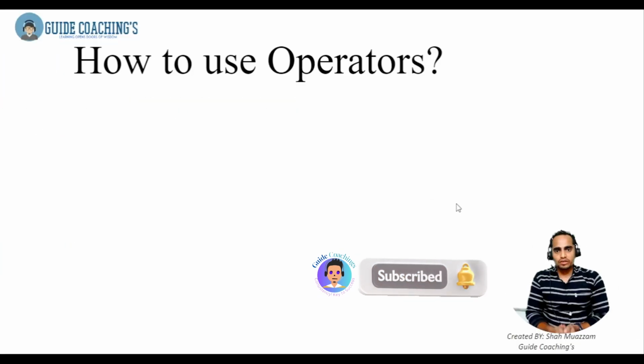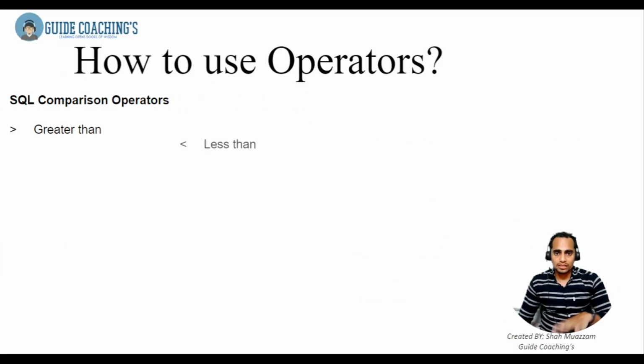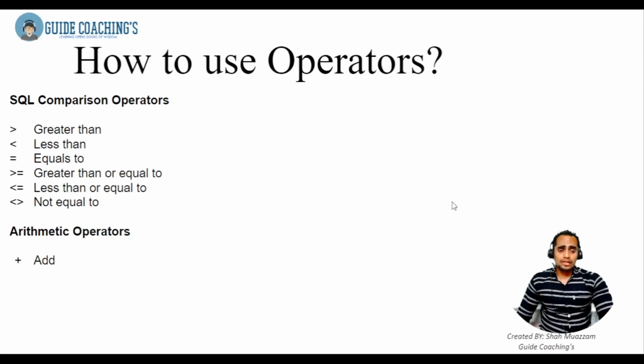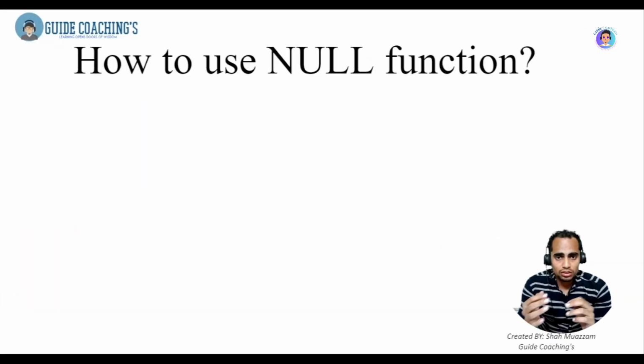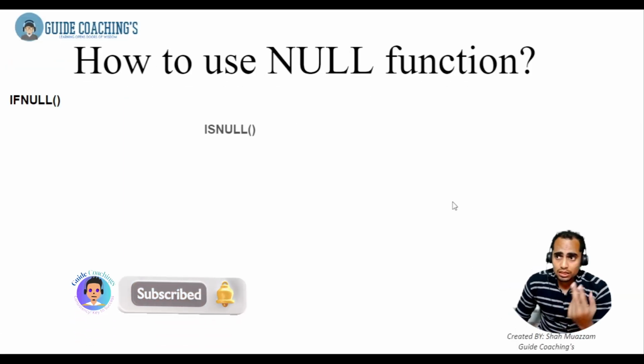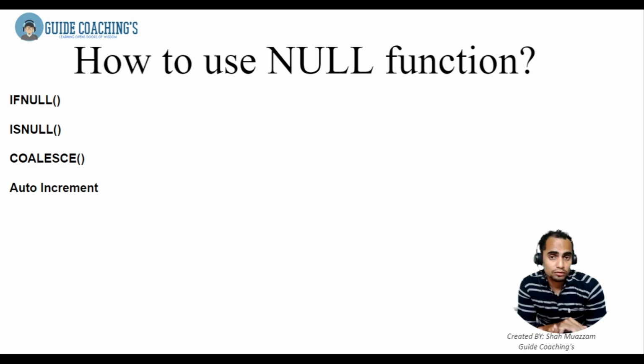For today's topic, we will see how to use operators: greater than, less than, equals to, greater than equals to, less than equals to, not equals to. Then we'll see arithmetic operations: add, subtract, modulo, divide, multiply. Today we will also see null functions, for a null value in a column or in any particular row. We have multiple null functions: ifnull, isnull, coalesce. Then the last topic for today is auto increment.